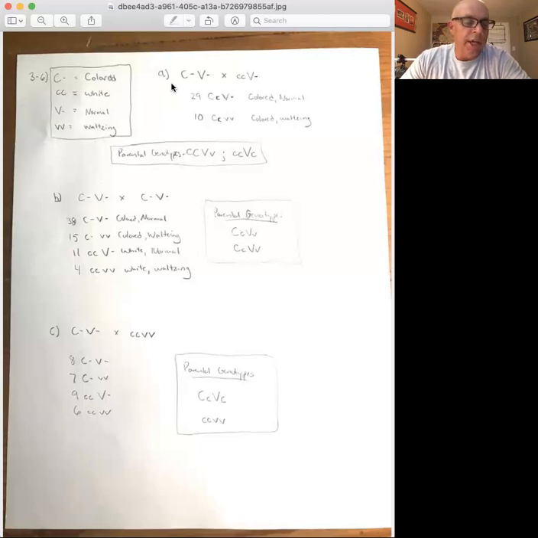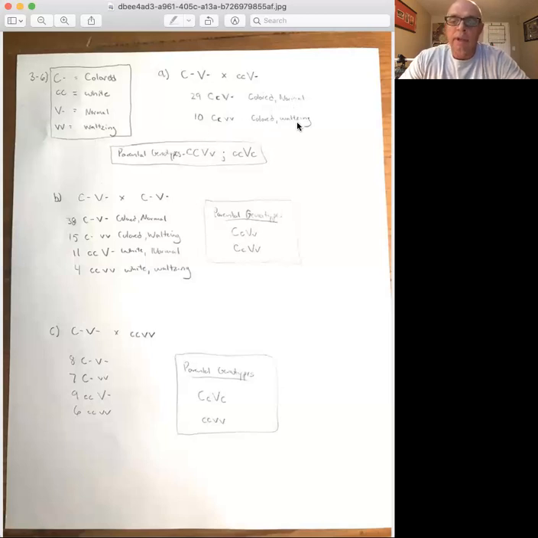I look at these phenotypes and just draw out in the beginning the possible genotypes. So colored normal mice here, big C dash, big V dash, because you don't know what these other alleles are, mates with a white normal mouse. So white is little c, and normal is big V dash because we don't know what that allele is. Okay, and that's the mating.